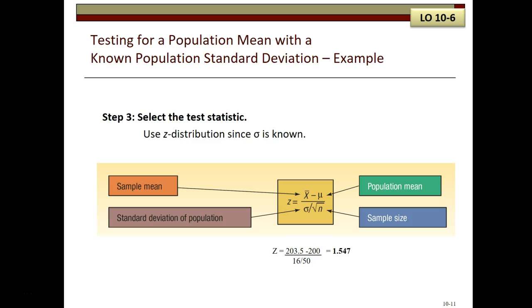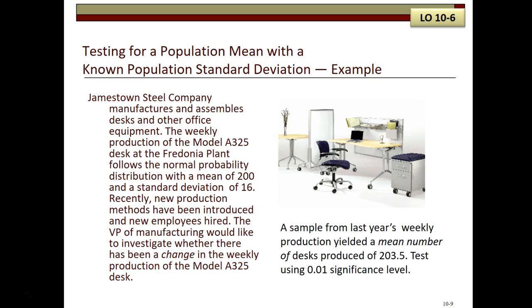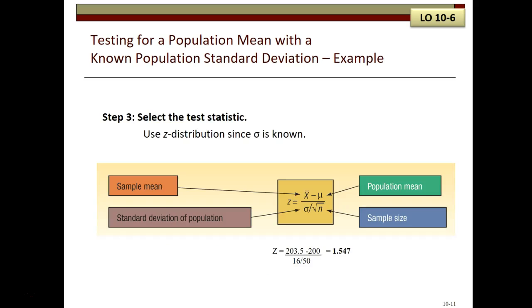1.547. That's going to be a very important number. Okay, so just keep that number in mind as we move along. We figure out the z of this problem that we just did, and it's 1.547. Now, in the past, we were using that to determine probability and the area under the curve. We're not going to do that right now.